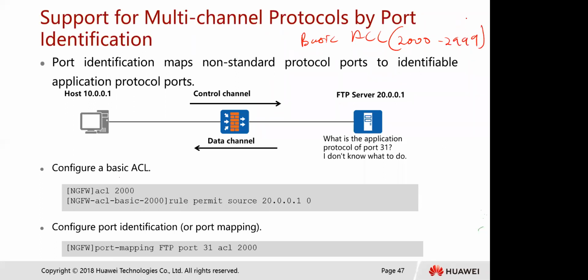A basic ACL matches traffic only by source IP and schedule. It only matches traffic based on our source IP address and also on our schedule. It applies to simple matching scenarios.